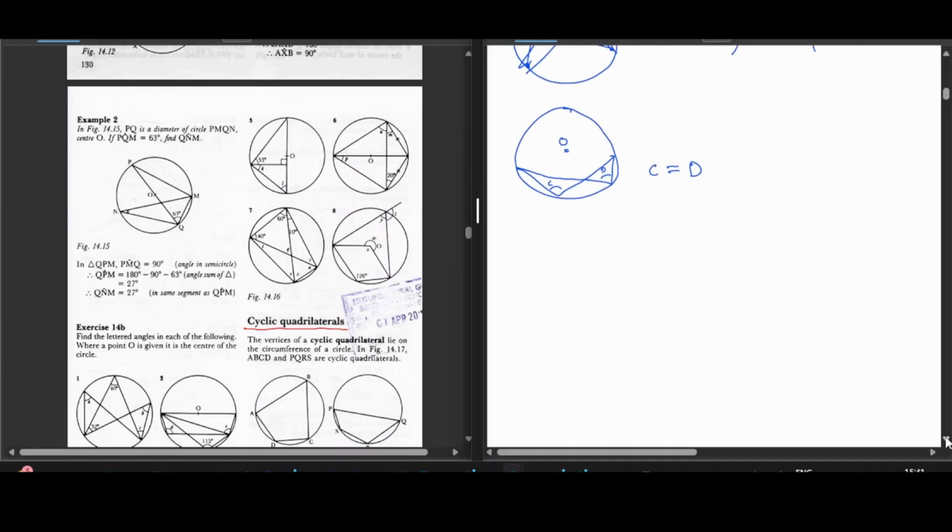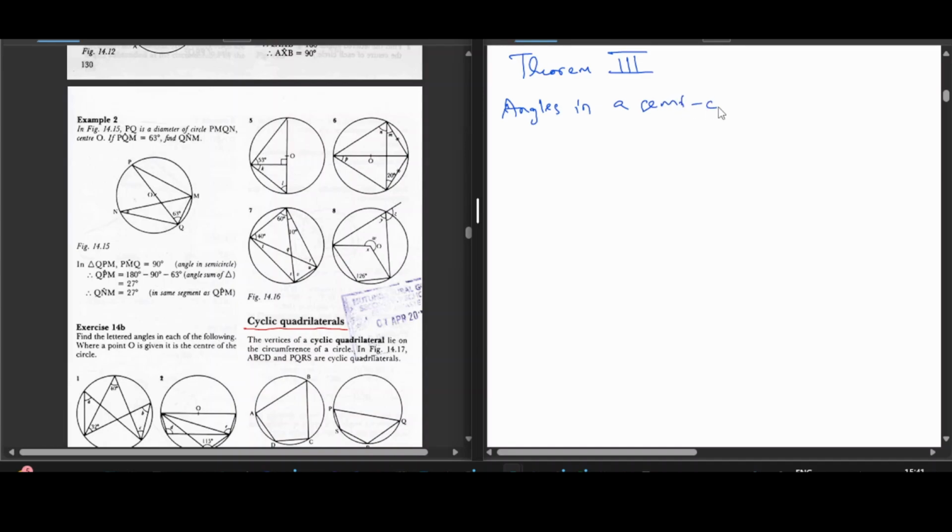So this was the second theorem we learned. Then in our most recent lesson, we did theorem number 3, which was saying angles in a semicircle are 90 degrees. Actually it's singular: the angle in a semicircle is 90 degrees.